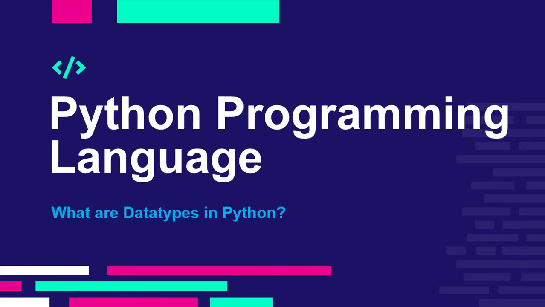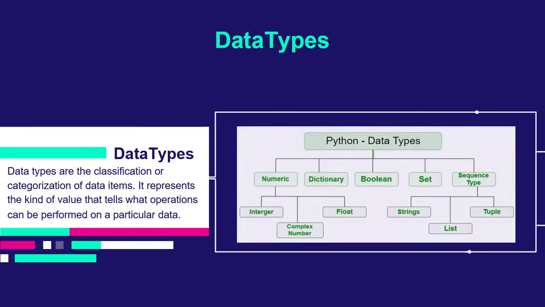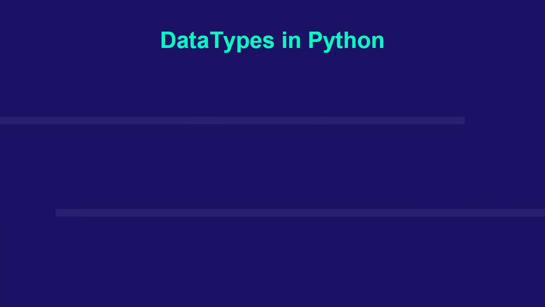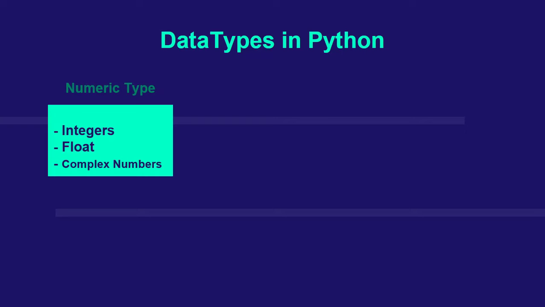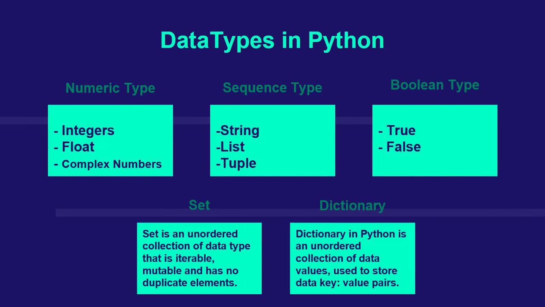In this video we are going to learn what data types are in Python. Data types are the classification or categorization of data items. It represents the kind of value that tells what operations can be performed on a particular data. Since everything is an object in Python programming, data types are actually classes and variables are instances or objects of these classes. So we have numeric types, sequence type, Boolean type, set, and dictionary.